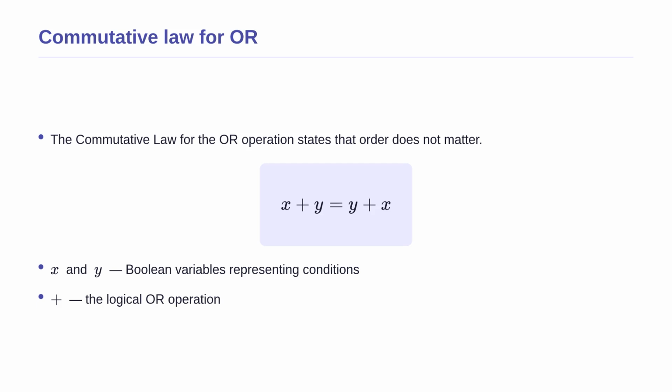These operations follow strict rules, starting with the commutative law for OR. Conceptually, this law tells us that the order in which you check conditions does not matter at all. In this formula, x represents our first variable, y represents our second variable, and the plus sign represents the logical OR operation. If you say that you want an apple or a banana, it is exactly the same as saying you want a banana or an apple. Changing the order of the variables does not change the physical outcome of the logical statement.